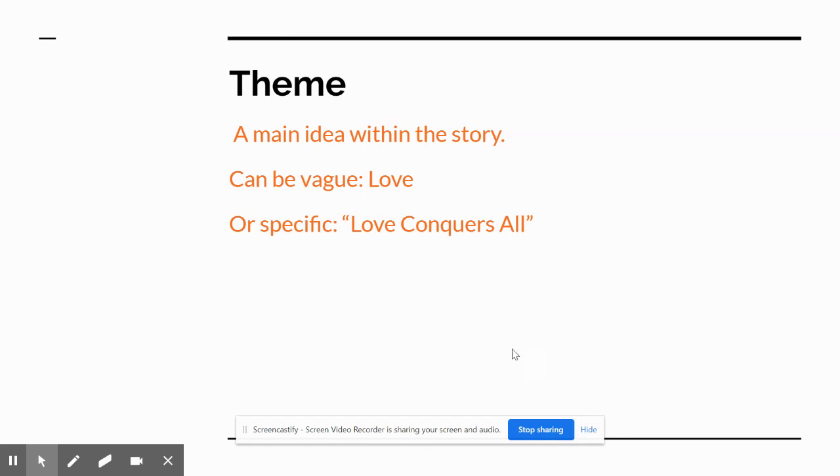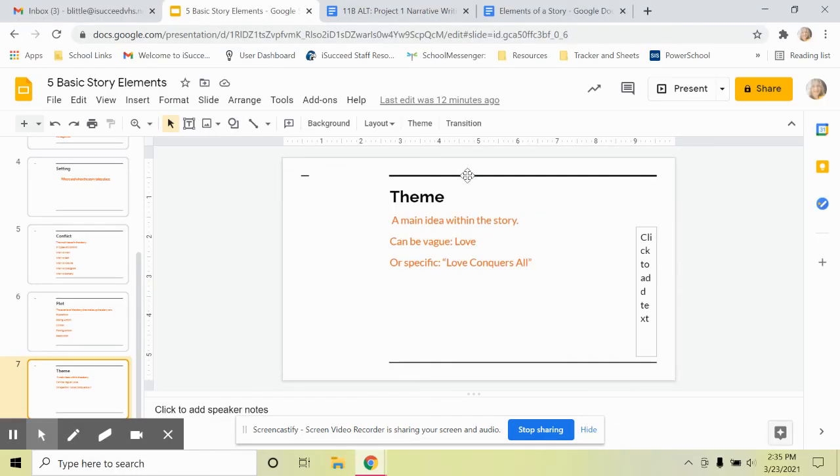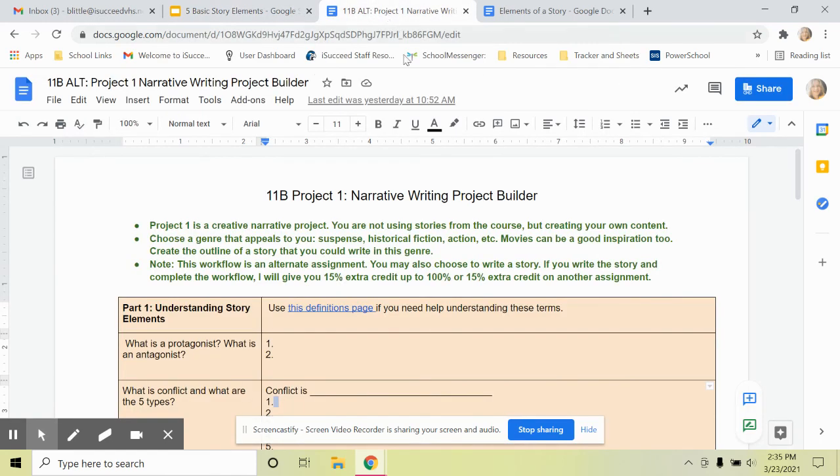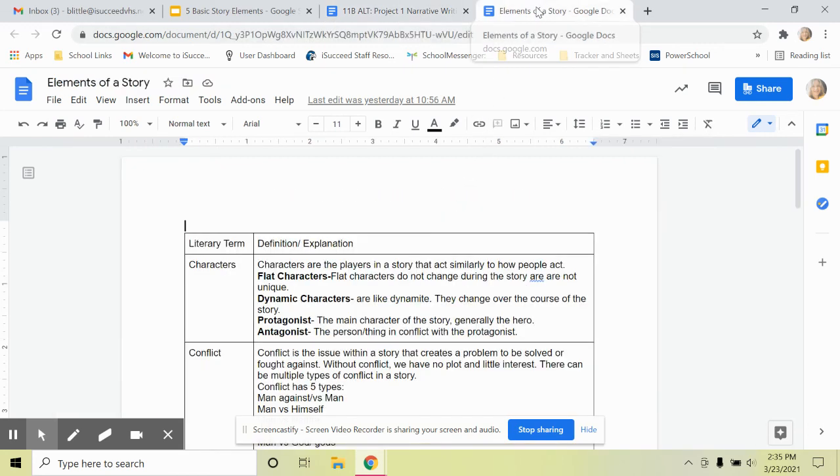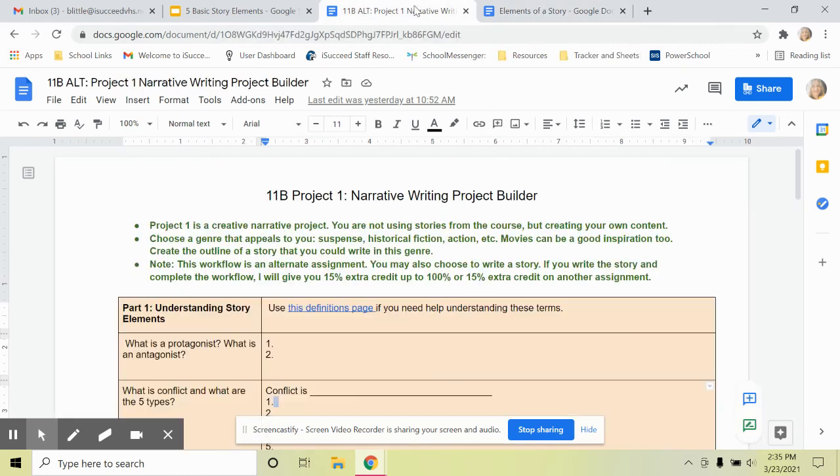So please use these tools here to help you out with this project. You can access this slide in the teacher pages. Then you have this project builder to help you work through the project. And if you're still confused, you also have this elements of a story that's linked inside that project builder.